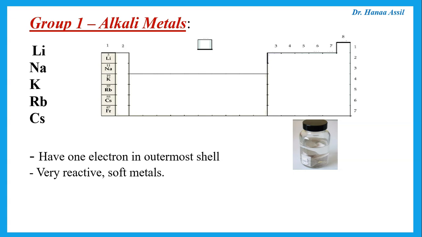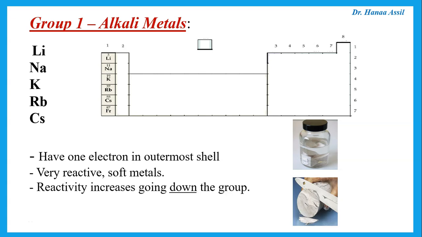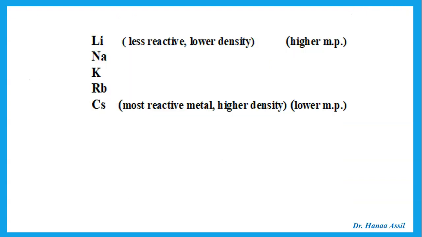That is why they have to be stored under oil. They're very reactive. They would react with the oxygen or water vapor in the air. They are soft metals. And as we go down the group, the one down is more reactive. So reactivity increases going down the group. And cesium is regarded as the most reactive metal. We totally ignore francium. It has other properties.